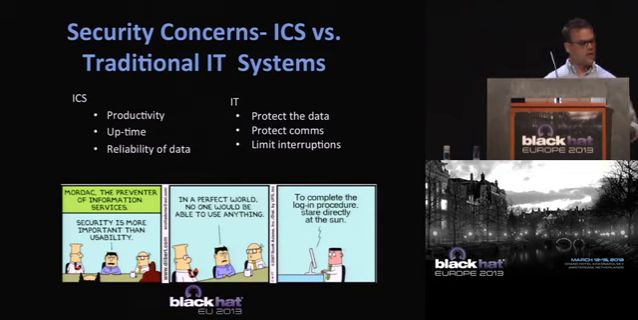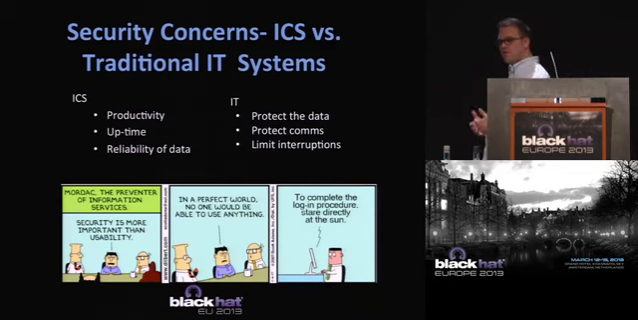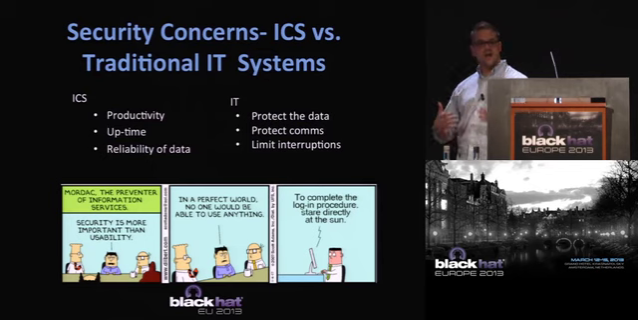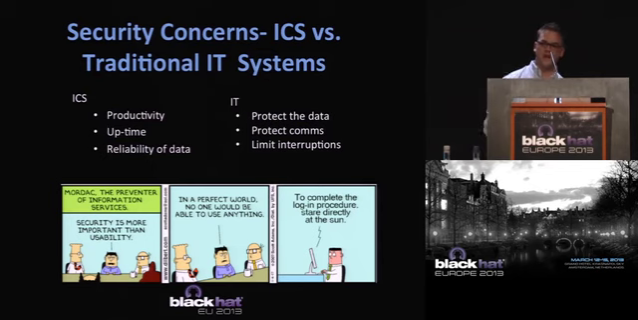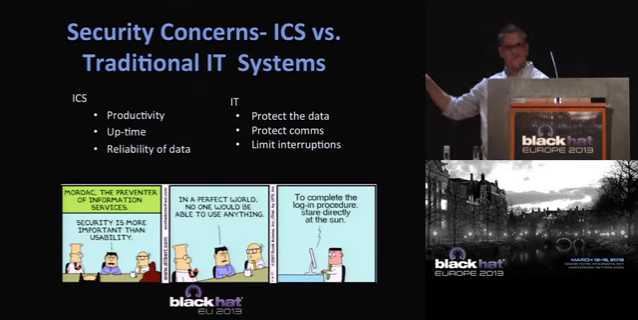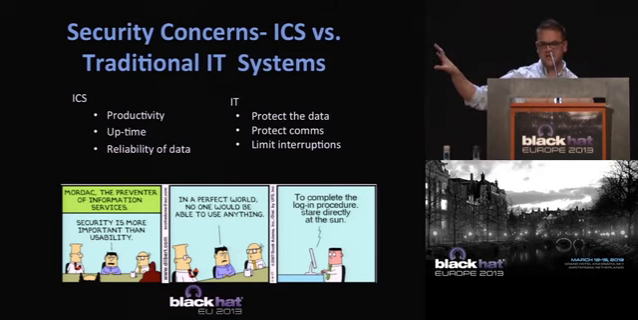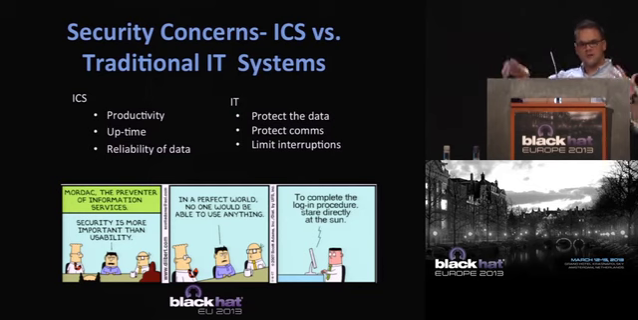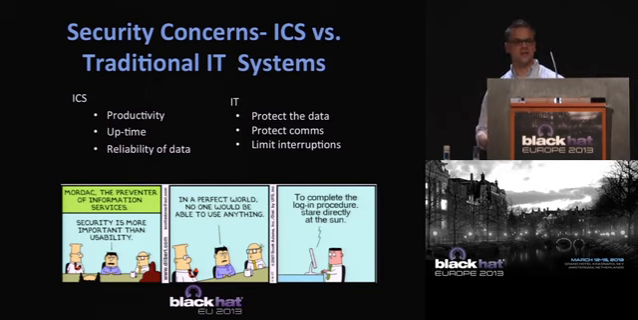Uptime is the second. Reliability of data is the third. You're going to notice that those three all revolve around ensuring that the system and the actual data gets to where it's destined, and to make sure that functionality doesn't get interrupted. There's really no security built in. So I wanted to compare how a traditional security IT shop would think about security, and ICS, kind of what you would think about as a traditional engineer.